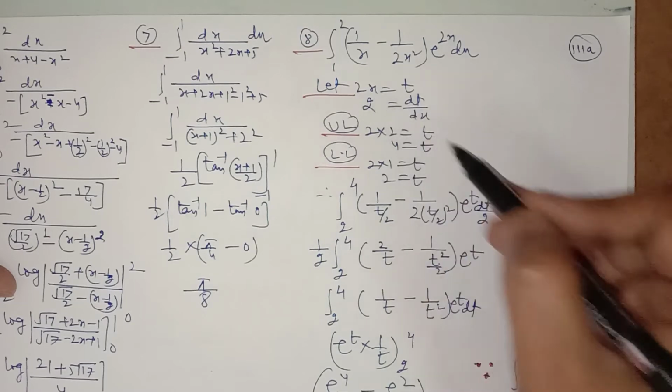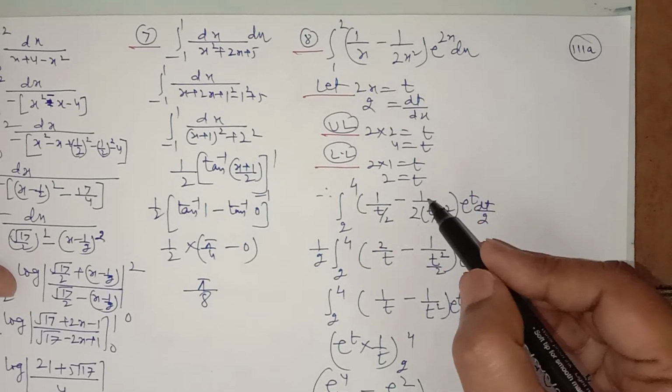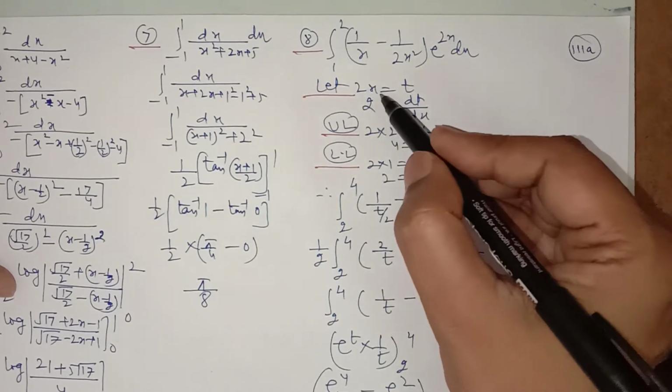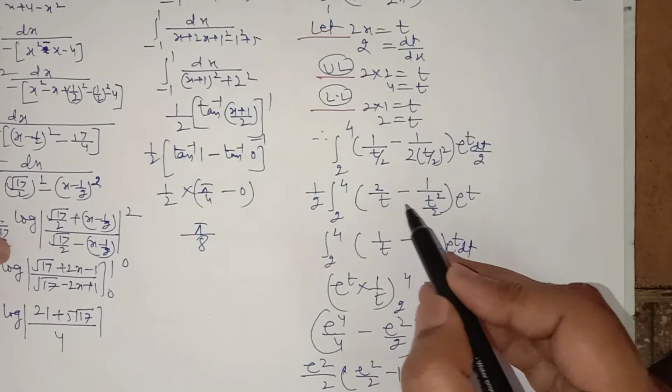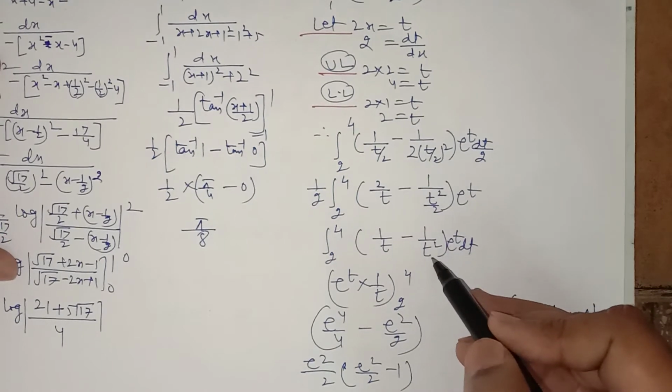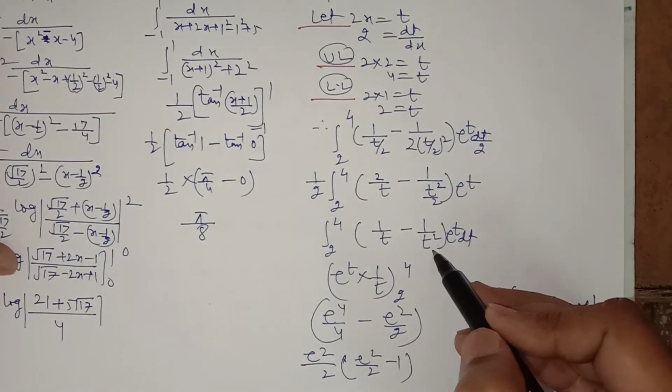dx will be equal to dt upon 2e to the power 2. Replace x by t by 2. Simplify it, so use the bracket. Arrange this as 1 upon t square upon 2. See it very carefully.